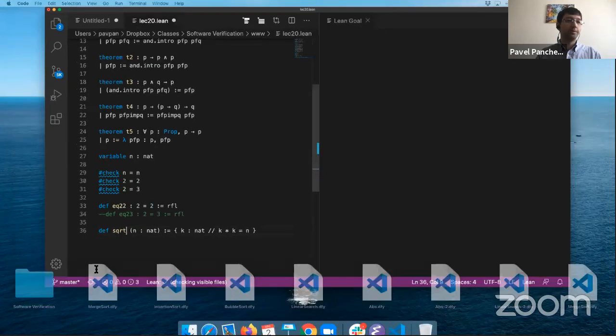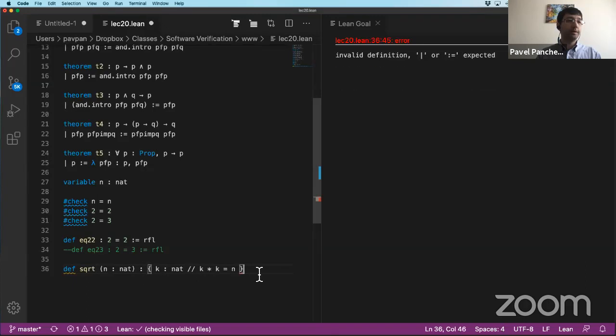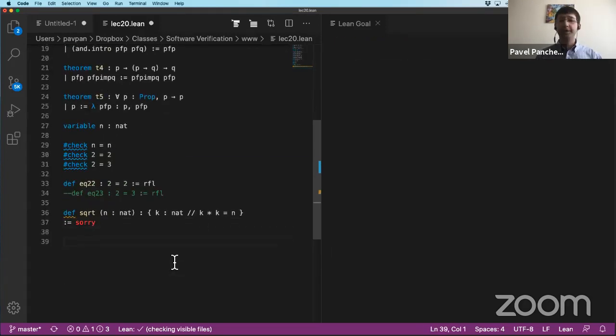So we'll end up implementing something that looks like this. In Lean, we can write sorry to mean that I'll implement it later. So questions about this idea of propositions, about values in our program?